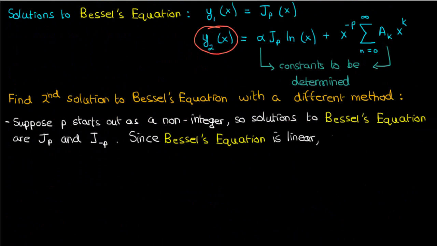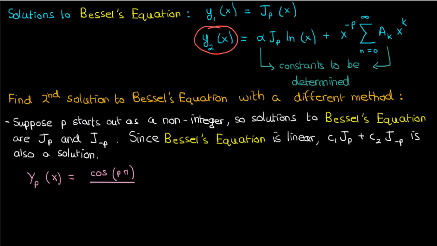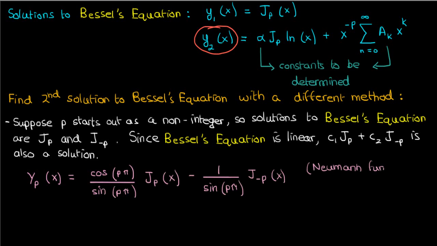Now, since the Bessel equation is a linear ODE, any linear combination of J_p and J_negative p is also a solution. When it comes to finding the Bessel function of the second kind, what we do is pick a very specific linear combination of J_p and J_negative p, which looks something like this. This is what we call the Neumann function of order p. It's also a solution to Bessel's equation because for non-integer p, these coefficients involving sines and cosines are just well-defined numbers.